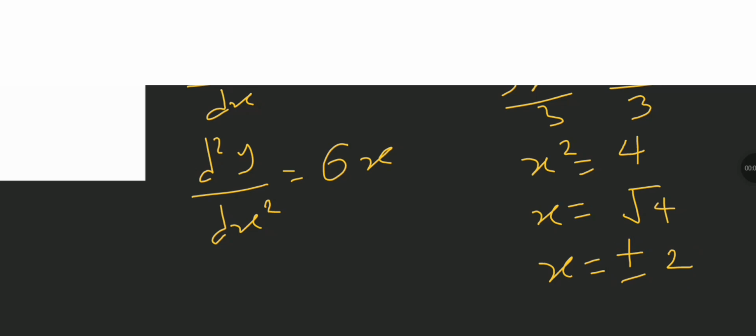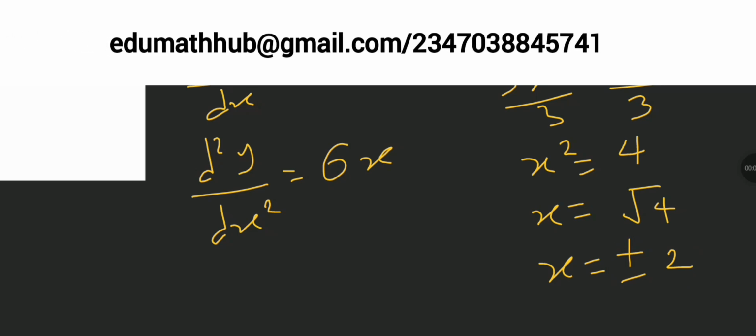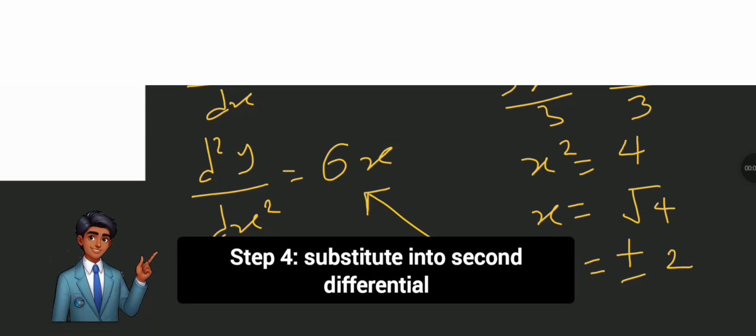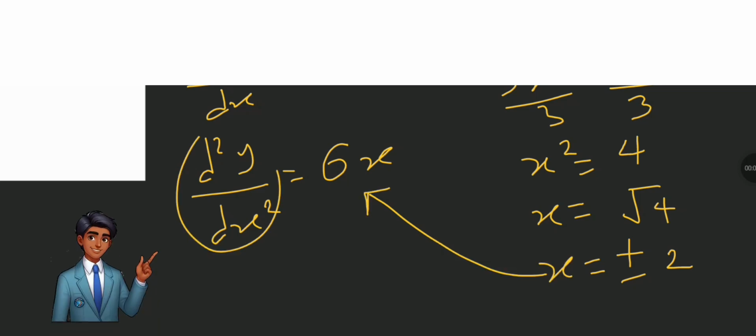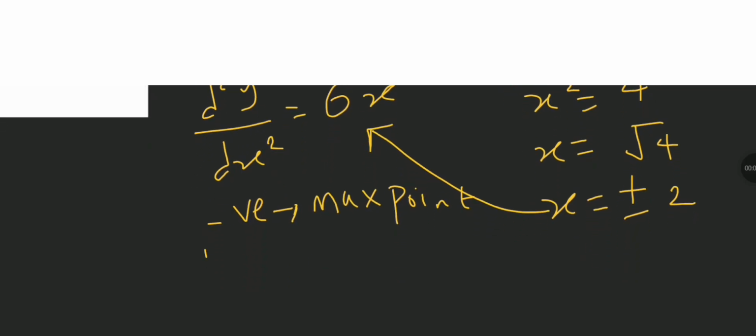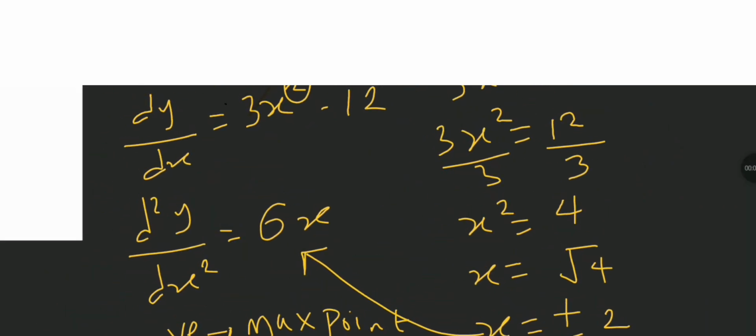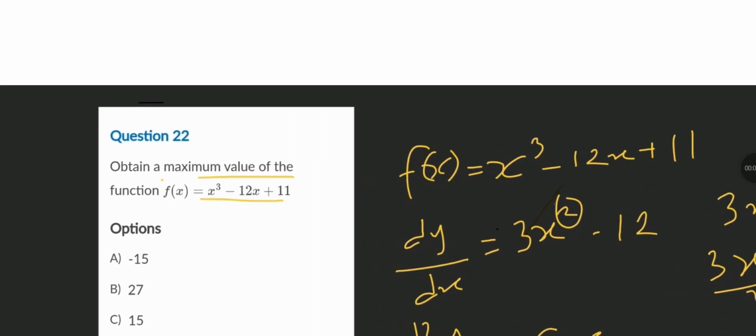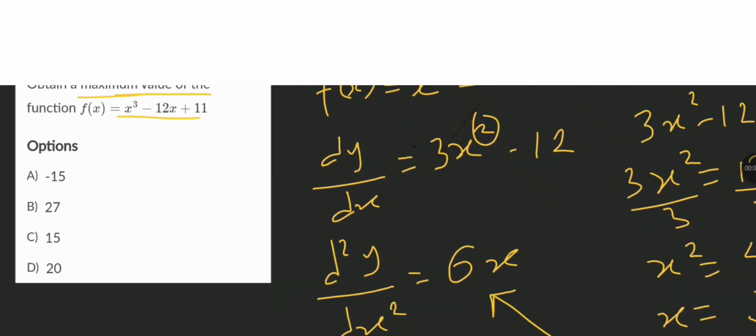Now, to know which one will be maximum and which one will be minimum, you need to substitute the value of x that you got here into your second differential, which is called d^2y/dx^2. If you substitute there and you get a negative sign, that means that value of x will be a maximum point. Okay? Then if you substitute and you get a positive value, then that means that value of x is a minimum point. And in this question, what we are told to find is the maximum point. So we need the one that will give us a negative value when we substitute into 6x.